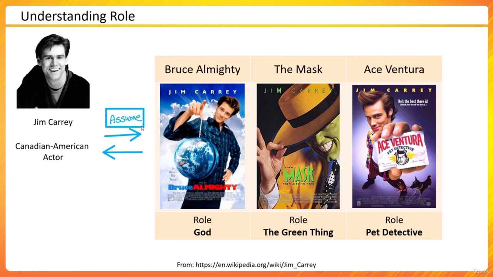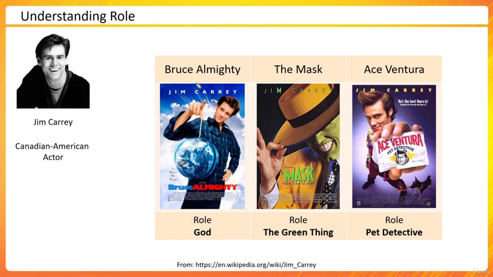You log in as a user. And afterwards you assume a role. So you should be a person first to become any of them, right? It's not a robot who can become Bruce Almighty or the green thing or Pet Detective. So you should be a user. And once you are a user, you would be given permission to assume some of the roles.